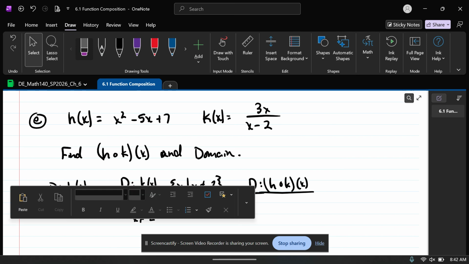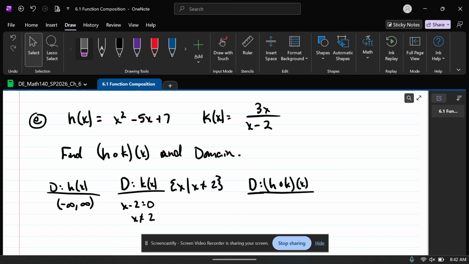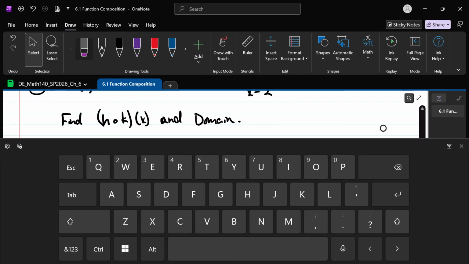Do I have to do the extra step on this one? No, because the first function didn't have restrictions.